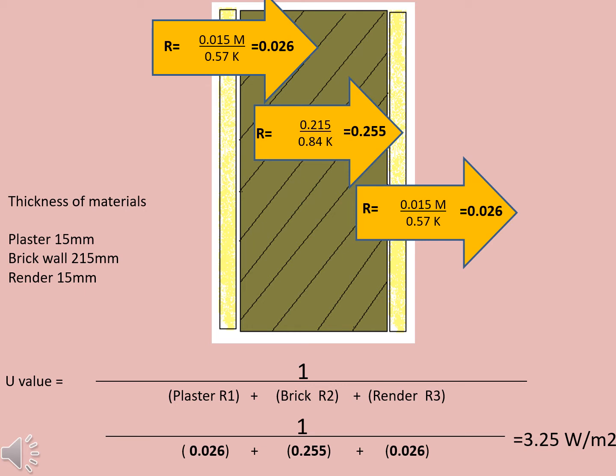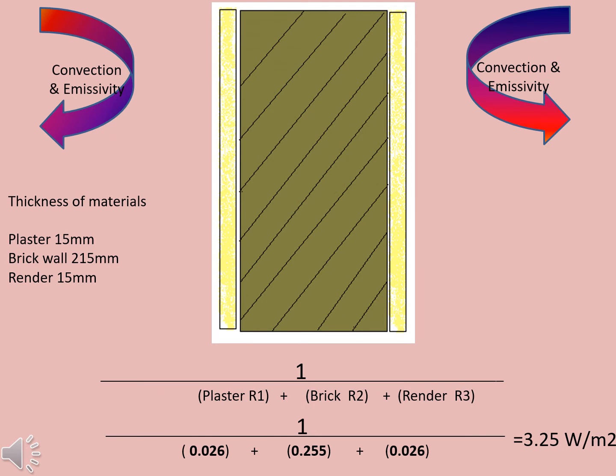Therefore the R value is 0.026. If we add all these 3 R values together and divide them into the number 1, we will have a U value. Wall example 1. However, there is one factor that we have not considered in the calculation.